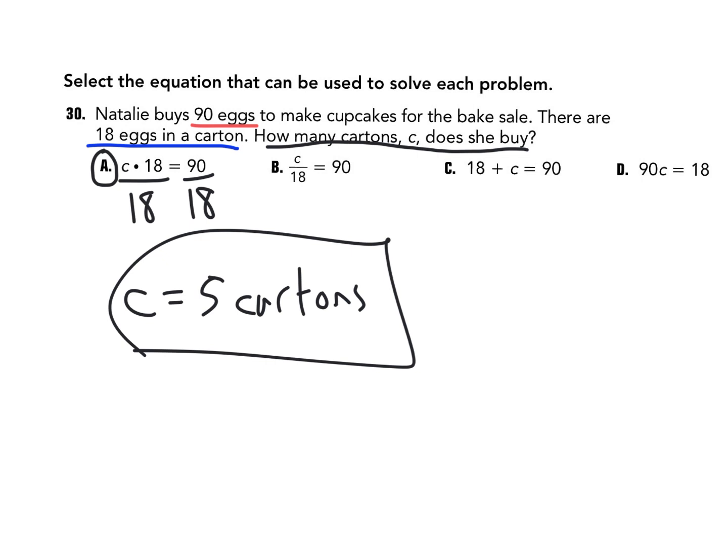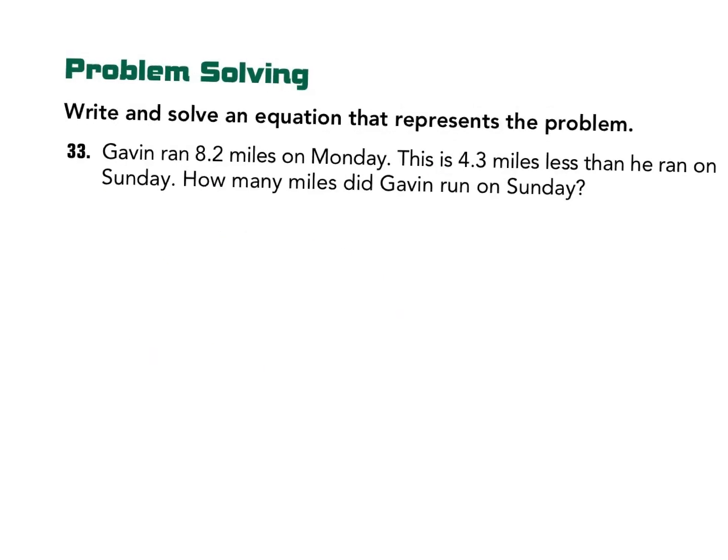Like if you chose B, on B you'd have to multiply by 18. 90 times 18, that would be a lot of cartons. Most of the cartons wouldn't even have any eggs in them, so that probably would not be the one that would make sense.